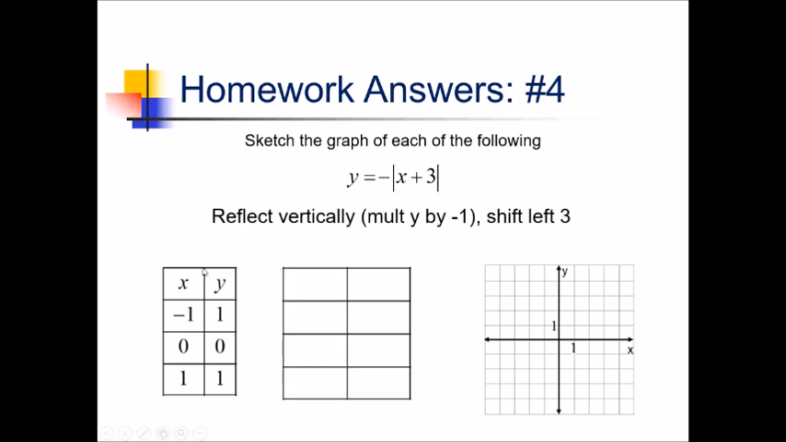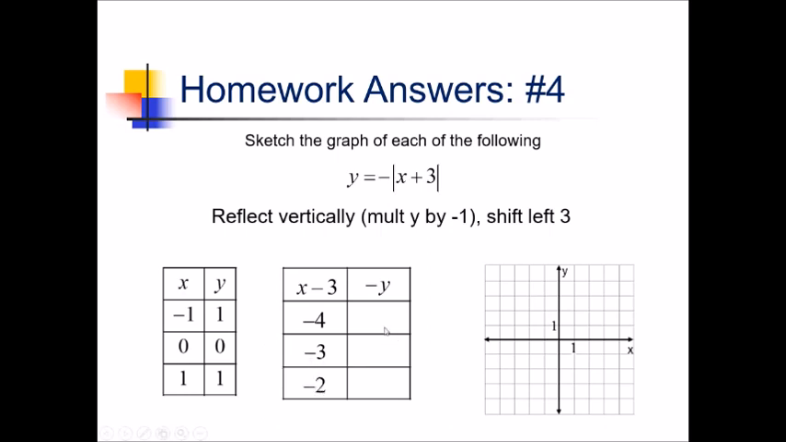For my x values, I said that I was shifting left 3, so that means I'm doing x minus 3. And then for the vertical reflection, I'm going to be multiplying my y values by -1, so I'll write -y here. Let's do x minus 3 first. So we have -1 minus 3 is -4, 0 minus 3 is -3, and 1 minus 3 is -2.